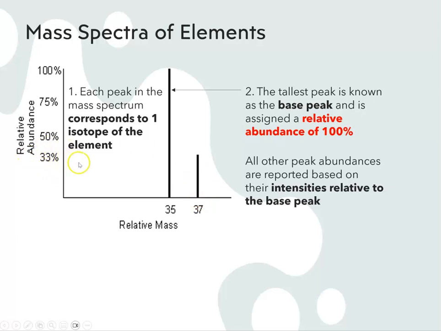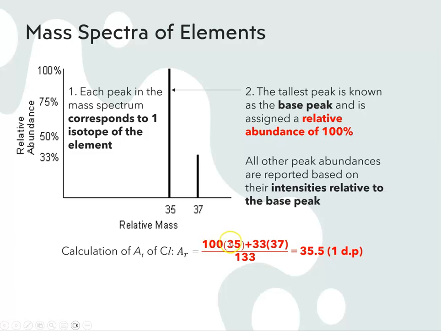So we notice that the peak for chlorine-37 has a relative abundance of 33%. What this means is that for every 100 atoms of chlorine-35, we will find 33 atoms of chlorine-37. And this will help us calculate the Ar of chlorine. So 100 atoms which are chlorine-35 plus 33 atoms which are chlorine-37, divided by the total number of atoms, which is 133, will give us the relative atomic mass of chlorine, which is 35.5 to 1 decimal place.